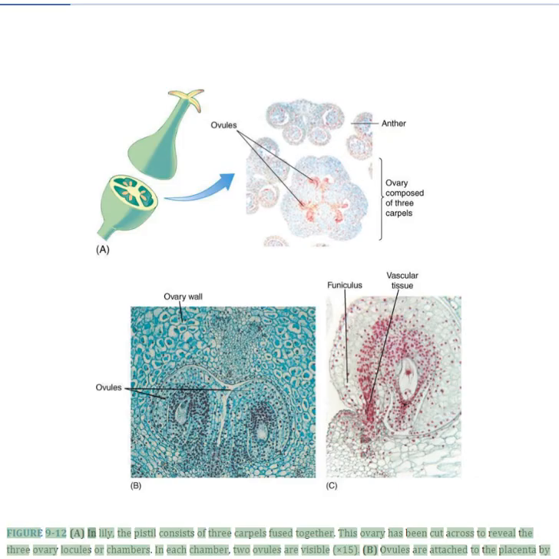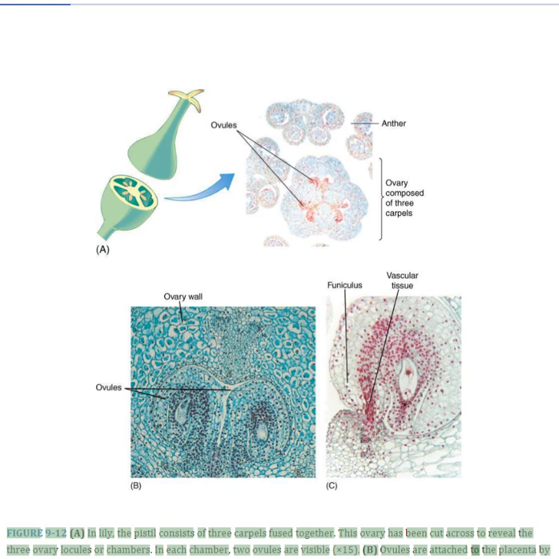The numerous holes are germination pores where a pollen tube can emerge after the pollen lands on a stigma. Pollen of Lycium has a single long groove from which the pollen tube emerges. Pollen of Macrolobium has 3 germination grooves. Figure 9-12: in lily, the pistil consists of 3 carpels fused together. This ovary has been cut across to reveal the 3 ovary locules, or chambers. In each chamber, 2 ovules are visible.